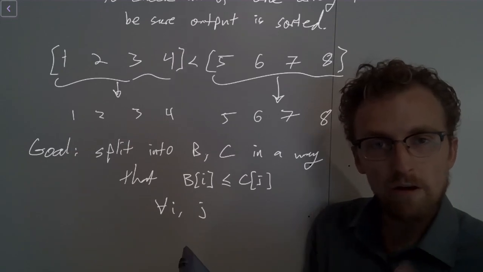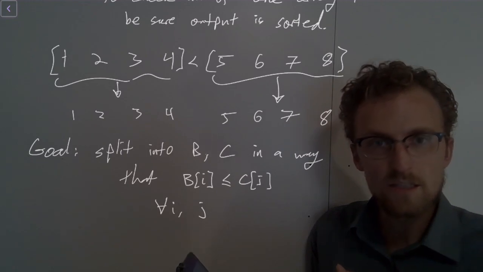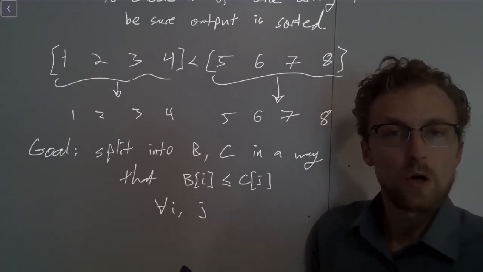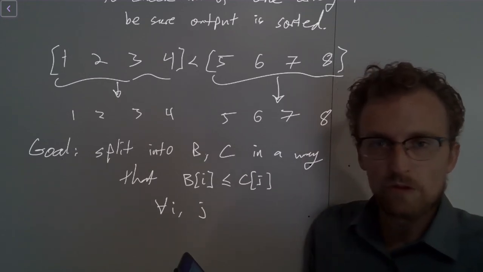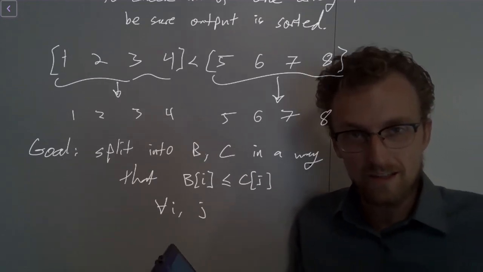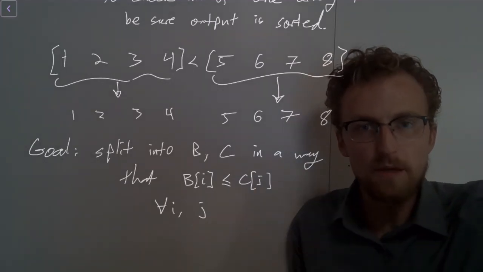Our goal is to figure out a way to do this split, because if we can split in such a way that this is satisfied, then we'll be able to merge in constant time. And so really the question ends up being, is it possible to do this kind of a split in linear time? And that's what will lead us to our next divide and conquer themed sorting algorithm.